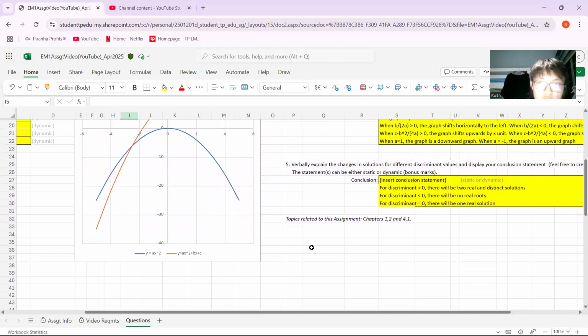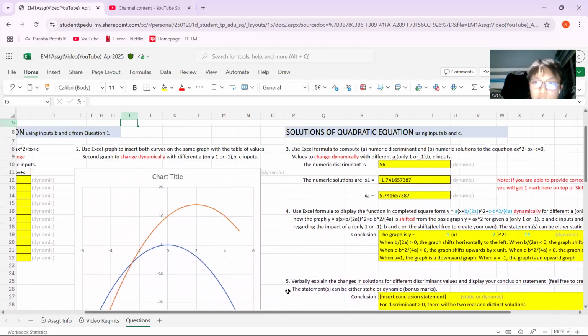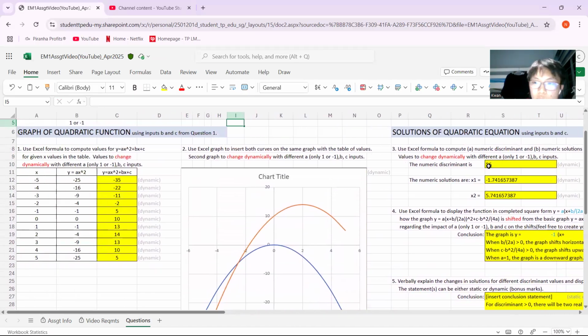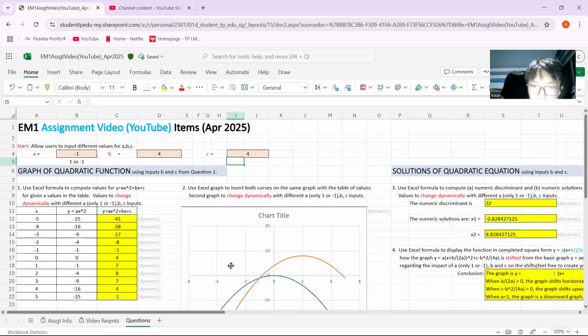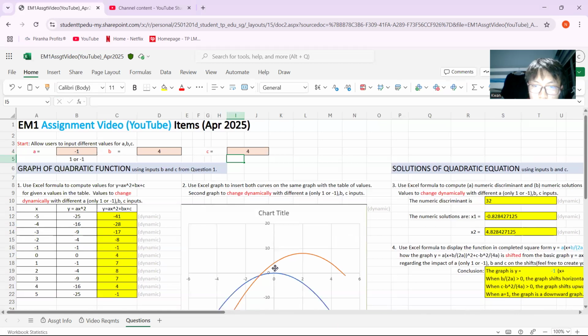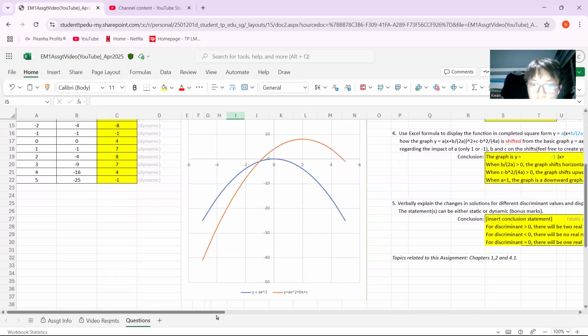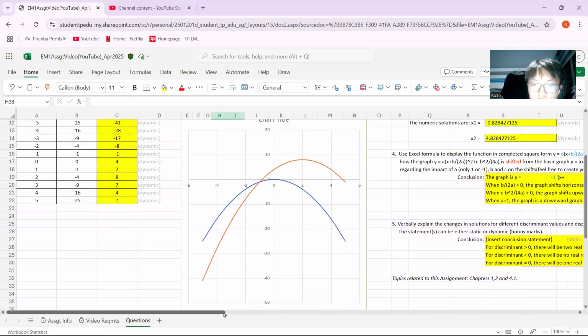So for question 5, we have different discriminant values controlling different solutions. For discriminant values of more than 0, we get two solutions because there are two intersection points on the x-axis. Hence, there are two real and distinct solutions.